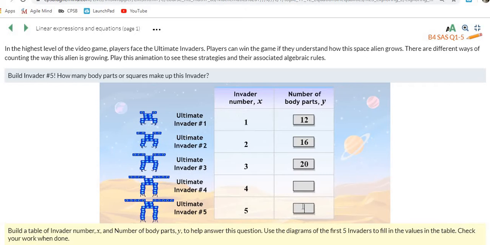5, how many did we have? Who said 20? 28. 28.